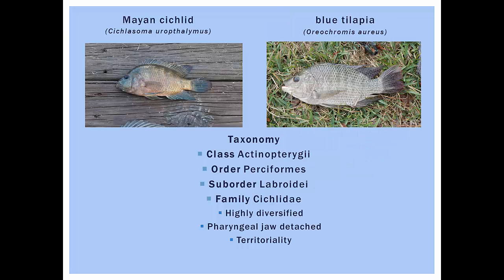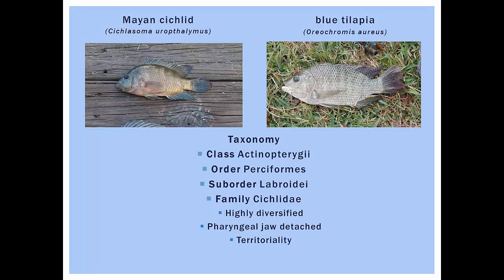So these are my two focused species. This is the Mayan cichlid on the left and blue tilapia on the right. Before I talk about their biology, I'll just mention some taxonomy. They're from the class Actinopterygii, which almost all fish belong to. They're from the order Perciformes, which is perch-like fish. Their suborder is Labroidei, which in this suborder there's cichlids and then wrasses and parrotfish.